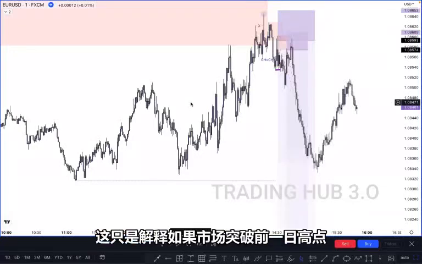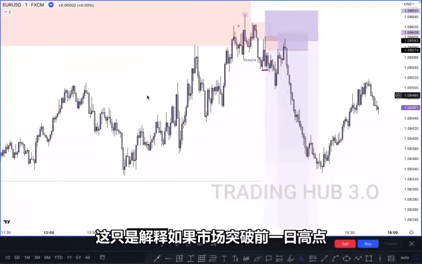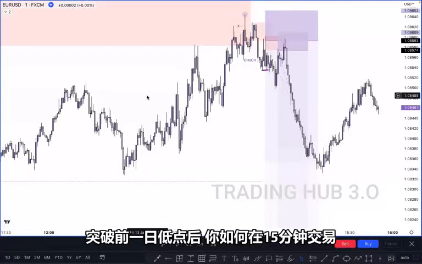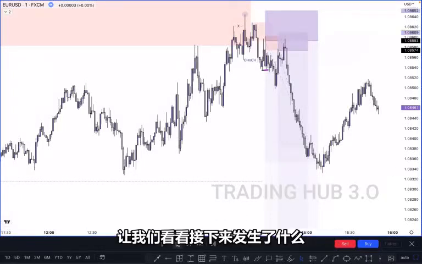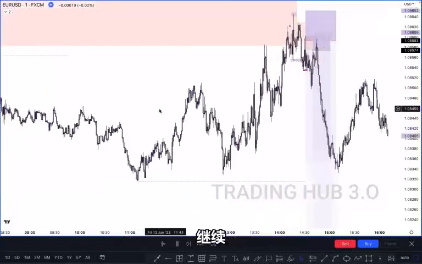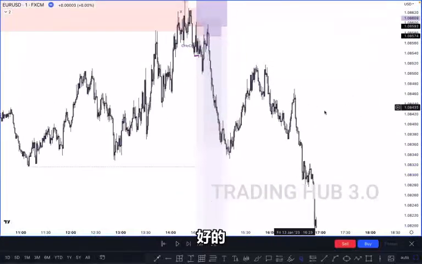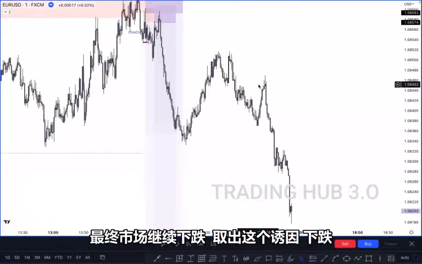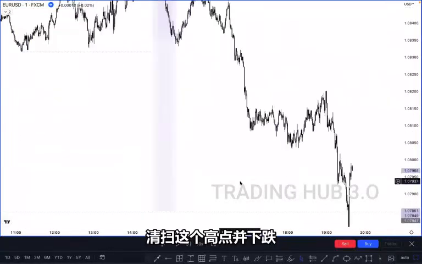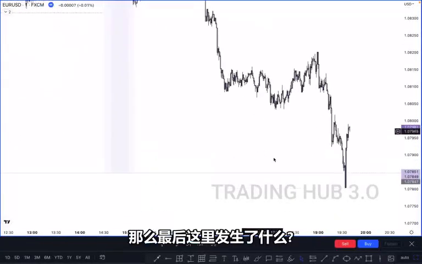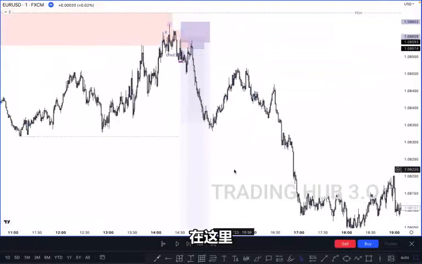This is just an explanation of how you can identify if the market has taken out the previous day high, if the market has taken out the previous day low, and how you can trade in a 15-minute. So let's see what happened next after this one. Finally the market is pushing downside and continuing, taking out this inducement and pushing downside, sweeping this high and pushing downside. So finally, the market met our target, which one is here.